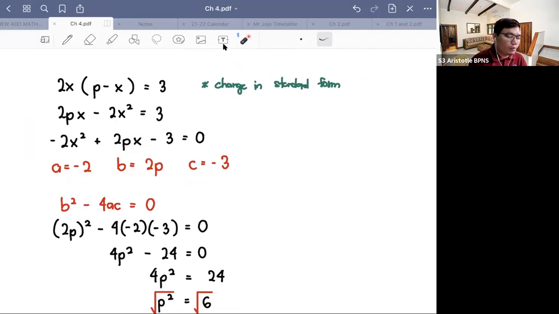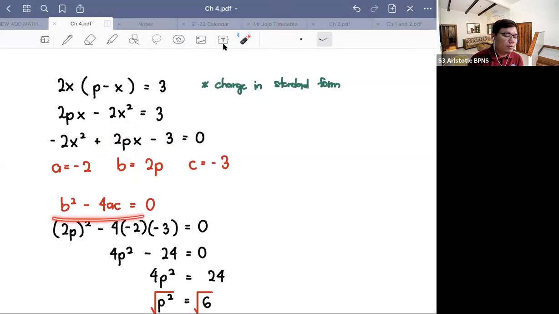All right, any number or variable except X is part of your A, B, or C. So any variable, if it's 2P, it's 2P. If it's, let's say, 2ABC, your B is 2ABC over here. Everything here except X. So that's 2P. And then C is negative 3. All right, so we have A, B, C.